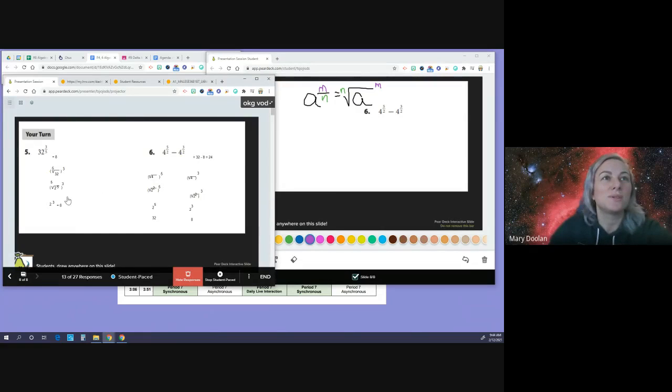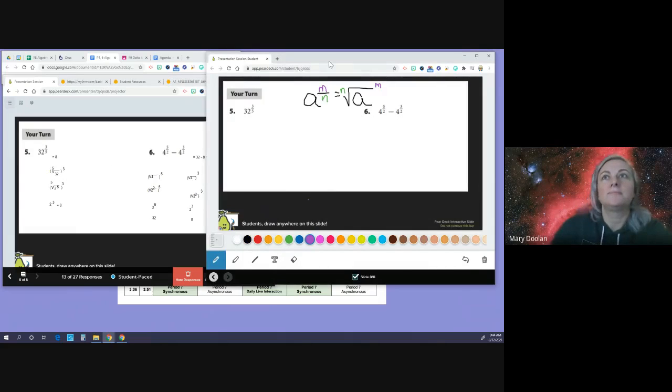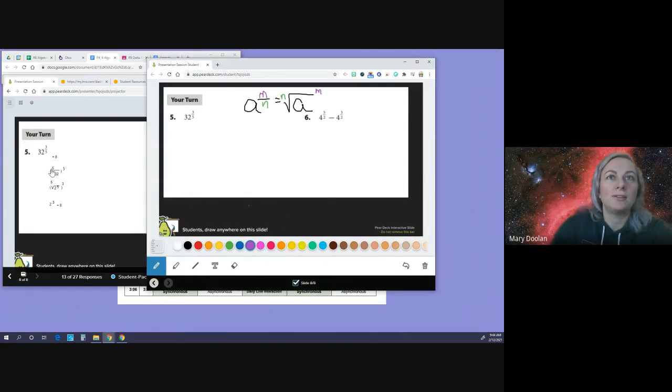For this first one, this looks good over here on the left. We put the 5 out here as the index. 32 became the base, and 3 became the power. Then we changed 32 to a power of 5 to match the index. Awesome. So the 5th root of something to the 5th power is just the radicand on its own. Then it's cubed and it's 8. This is perfect. I don't have to do anything. This is beautiful. Nice job.